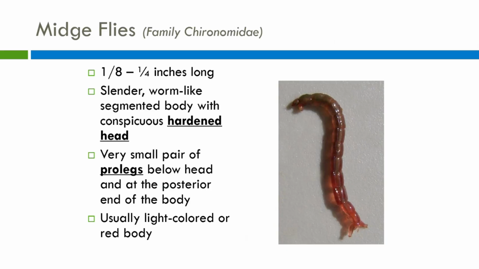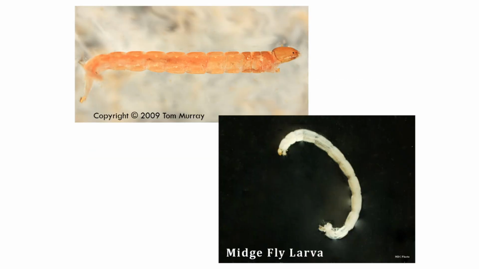Midge flies, another type of fly that we'll find, are a very common macroinvertebrate, likely in every sample we take. These can be quite small as well. They do have the capsule head and a pair of prolegs below the head. I can't really see here, but we'll get a better look in the next image. And then we also have a pair of prolegs at the end of the body as well. So these can come in a wide variety of colors, all the way from what we call blood red through the oranges and yellows to white to basically transparent.